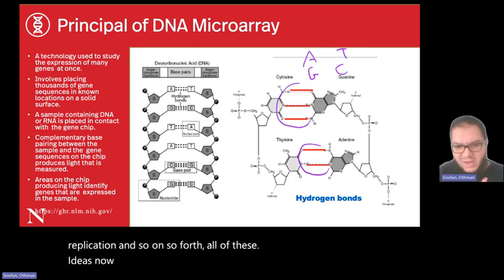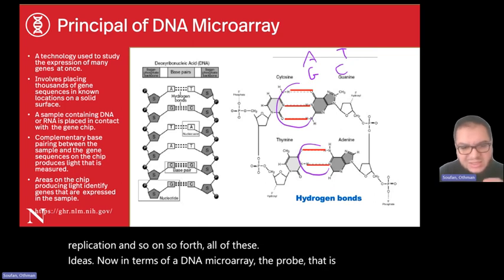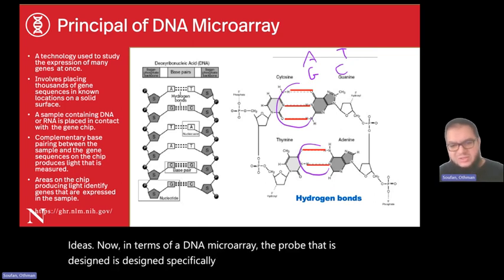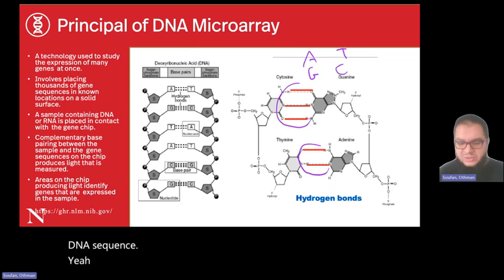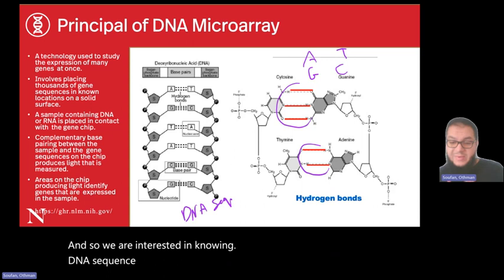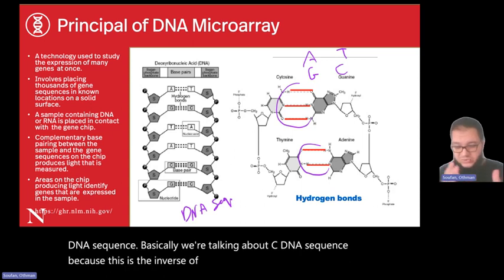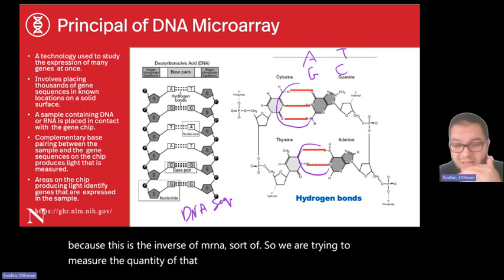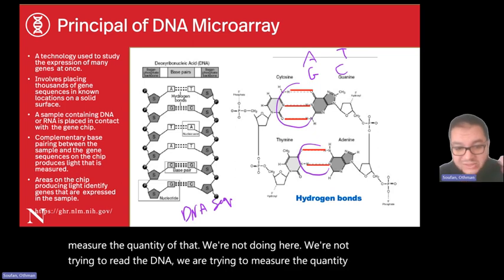Now, in terms of a DNA microarray, the probe is designed specifically to hybridize to a specific target DNA sequence. So we are interested in knowing the DNA sequence. Basically, we're talking about cDNA sequence, because this is the inverse of mRNA, sort of. So we are trying to measure the quantity of that. We're not trying to read the DNA. We are trying to measure the quantity of expression.